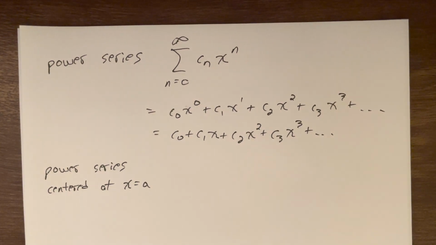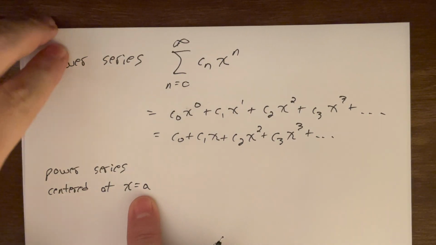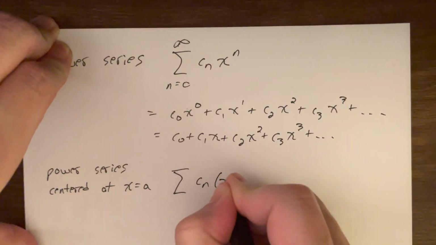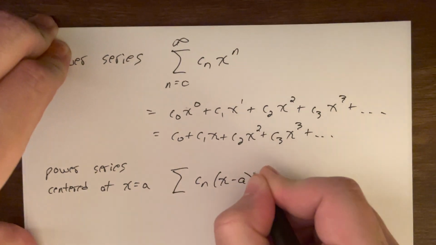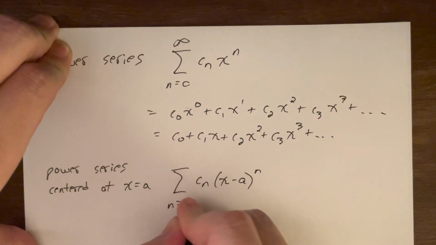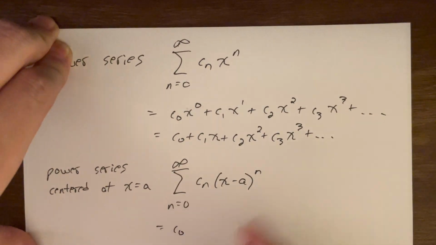Okay? And that's the same notation. Our book uses a for this as well. It's the same idea, just instead of having x to the n power, it's x minus a to the n power. So now if you expand this, you'd still get c sub 0.